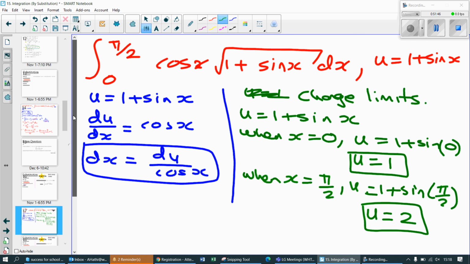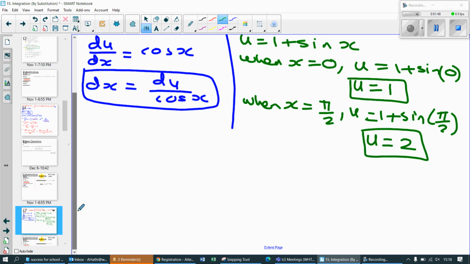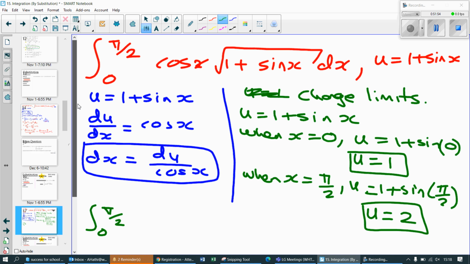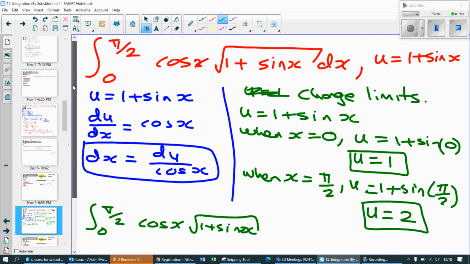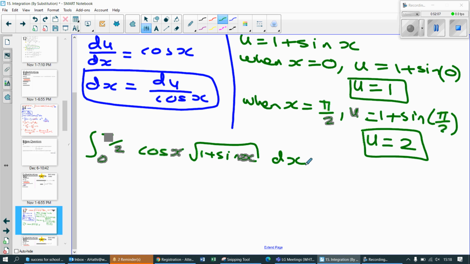Okay, right. So I have the integral from 0 to pi by 2. Okay, write this down, please. Of cos x root 1 plus sin x dx equals. Now, when it was 0, what did 0 convert to when I did it in terms of u? 1. So instead of 0, I write 1. What did pi by 2 convert to when I converted it in terms of u? 2. So I write 2.